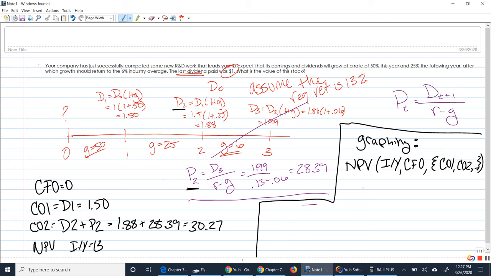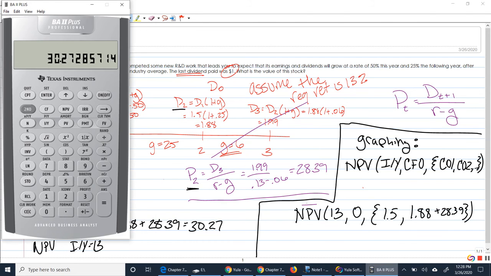So let's use this information for our graphing calculator or our financial calculator, and we know that our required return is our I/Y, and that's 13%. That's a whole number of 13 because you are in your time value of money function in your graphing calculator. Cash flow at time period 0 is 0, comma, open braces. Cash flow at time period 1 is dividend 1, $1.50. Cash flow at time period 2 is dividend 2 plus the price at time period 2. And you can write it in just like this. Your calculator will add it up for you. You don't have to do it beforehand. And then compute, or enter, excuse me, if you have a graphing calculator.